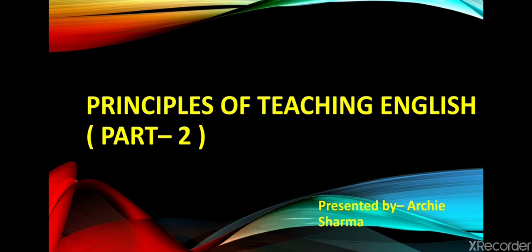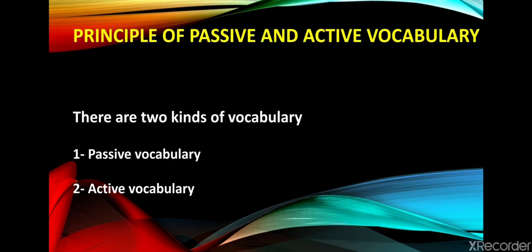Our today's topic is Principles of Teaching English, and it is the second part. The principle of passive and active vocabulary. One objective of teaching English is to increase the vocabulary of students. There are two kinds of vocabulary, as you can see: passive vocabulary and active vocabulary.